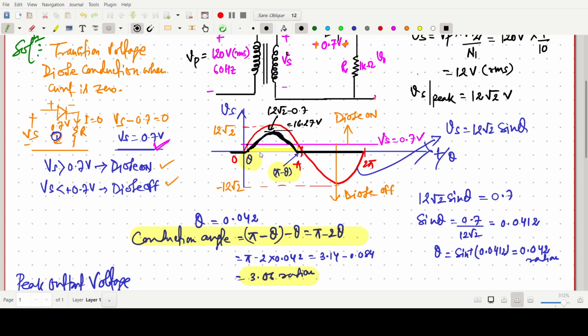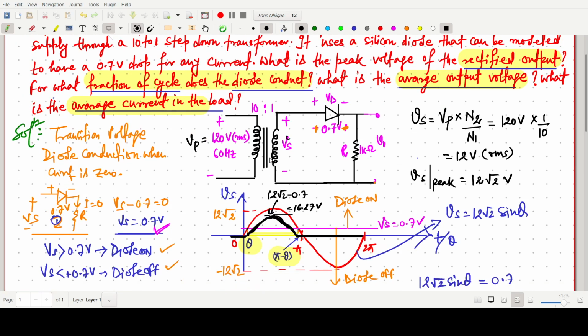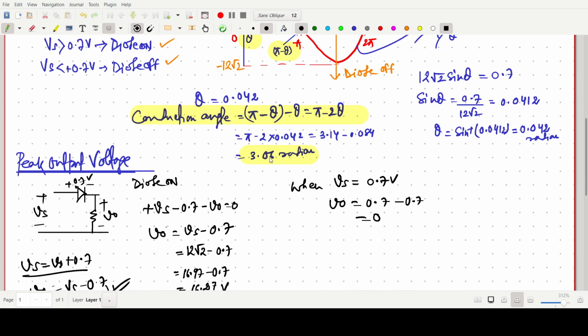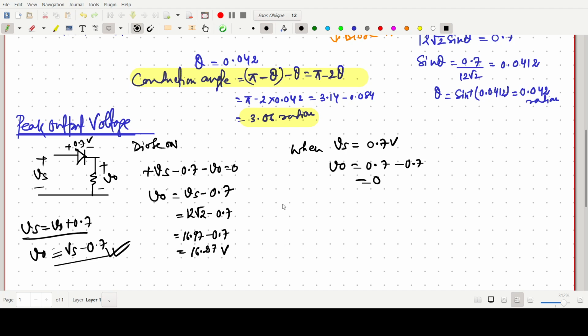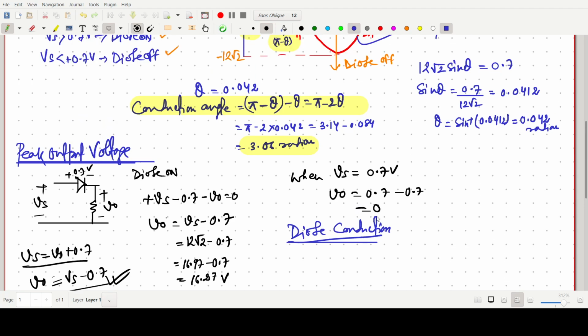Now we have to find out for what fraction the diode conducts. The third part: for what fraction does the diode conduct. Here we can easily say in 2 pi radian, the diode conducts for 3.06 radian. So the conduction angle is this one. In 2 pi radian it conducts up to this.